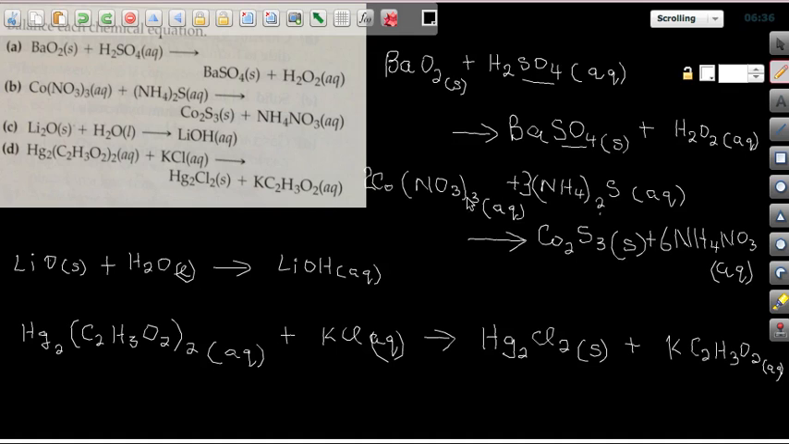It's a lot faster and easier if you see that the polyatomic anions or cations, in case of ammonium, has not broken apart. Keep them together and treat them as a single entity.